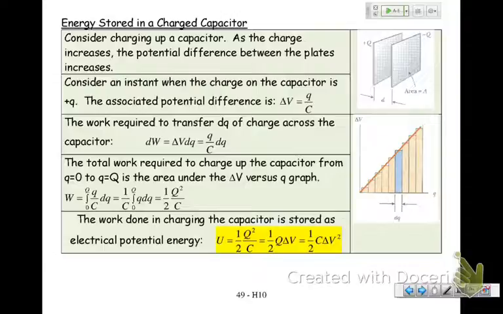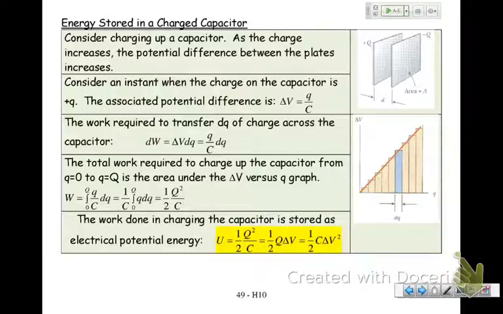Bit of a change. I have a parallel plate capacitor, and I have a gap, and I have charges on both sides. And I'd like to know the amount of energy stored. The energy stored inside the electrostatic field.